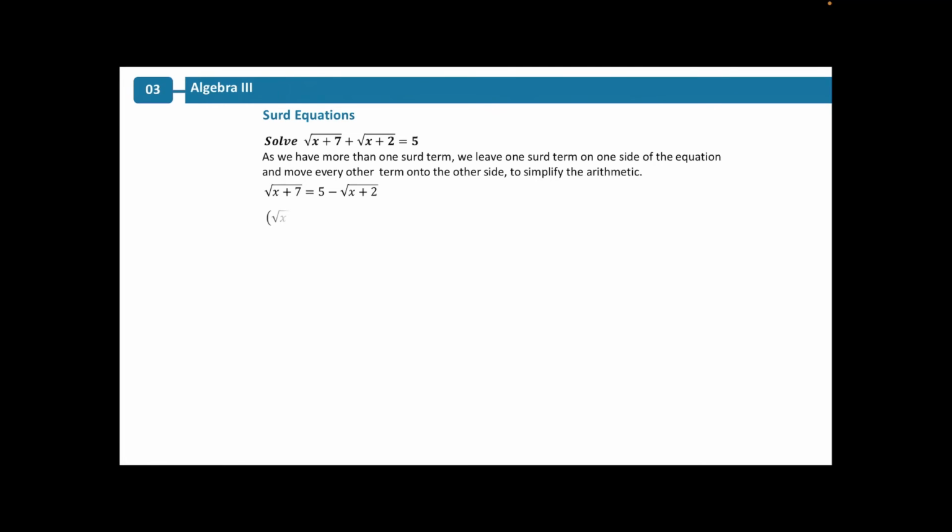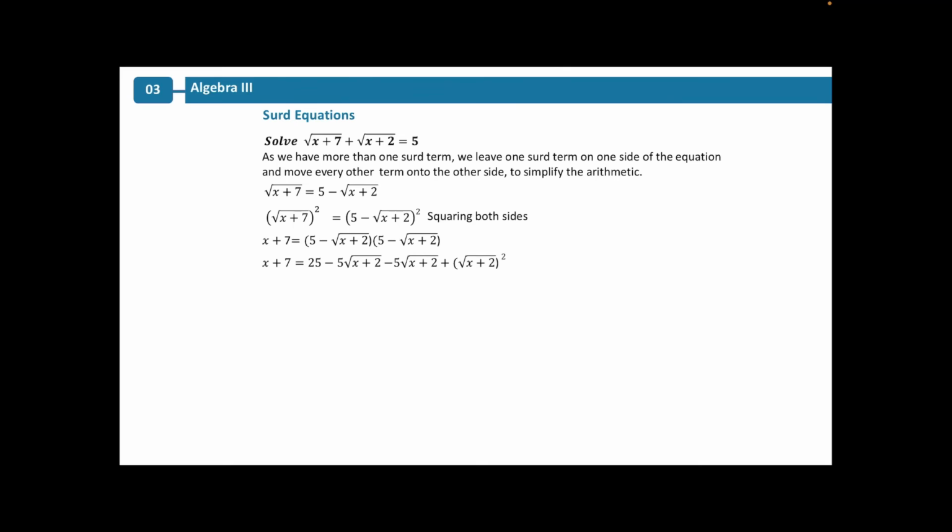Step 2, square both sides of our equation. This gives us the square root of x plus 7 squared equals 5 minus the square root of x plus 2, all squared. Expanding our equation gives us x plus 7 equals 5 minus root x plus 2 times 5 minus root x plus 2. Let's continue expanding our brackets.